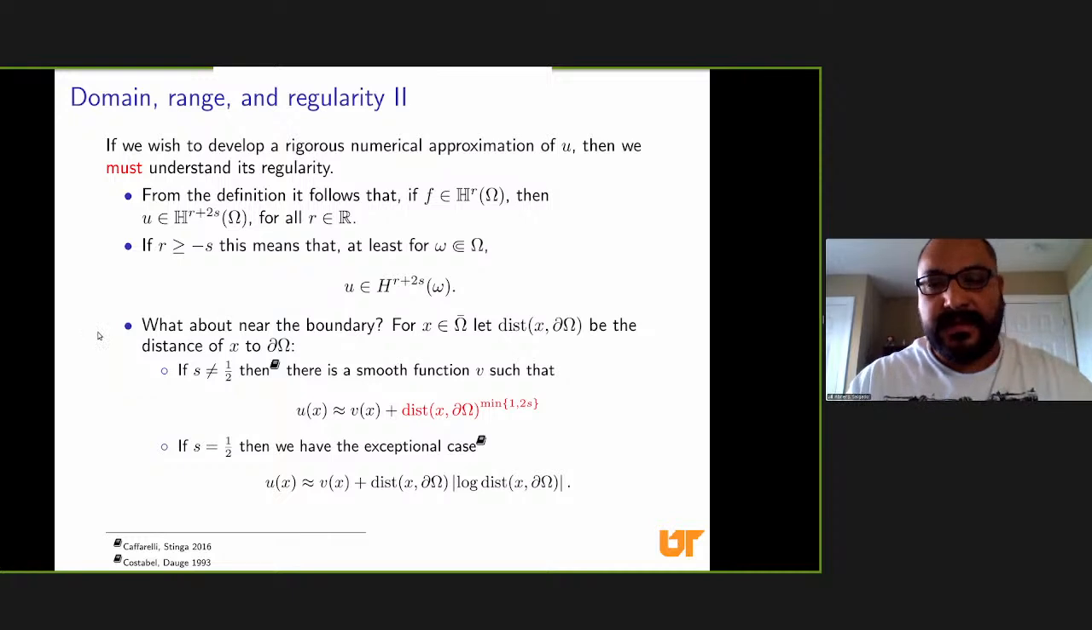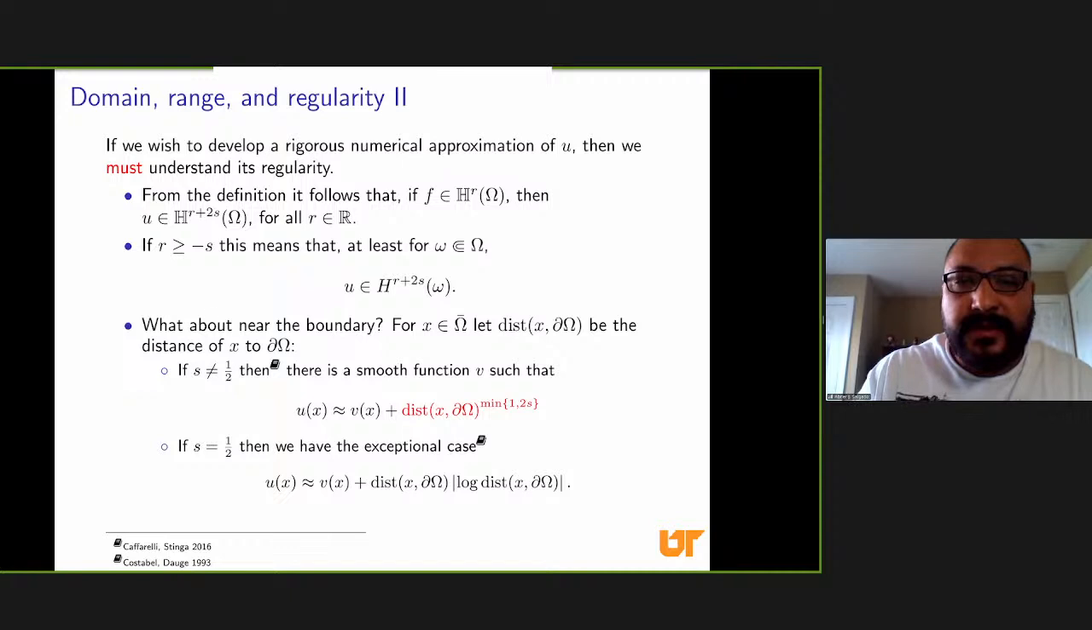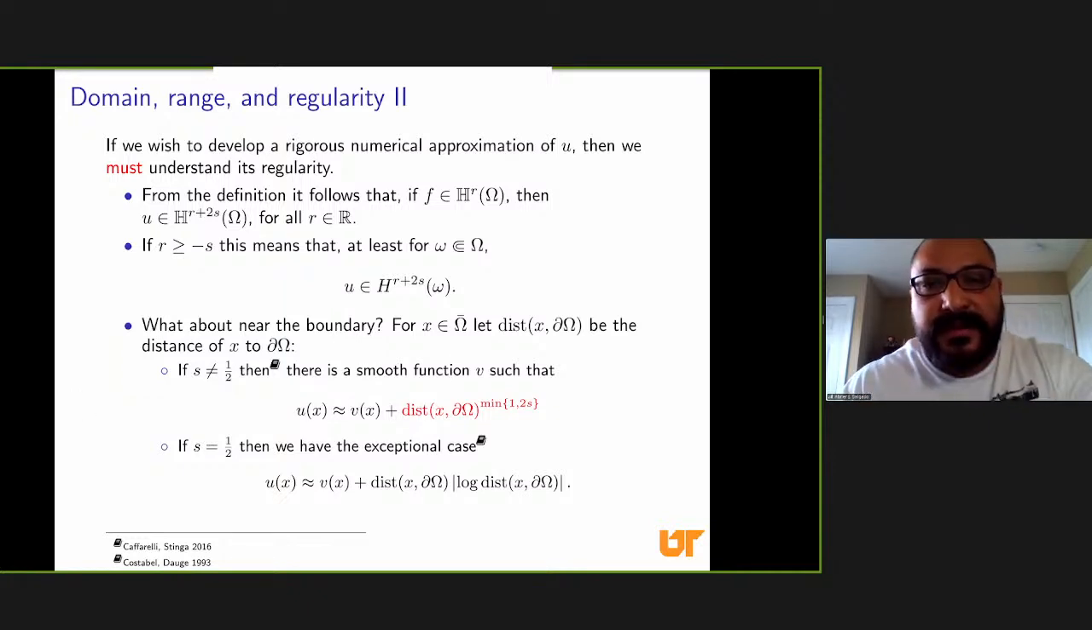However, and this is a series of results by, for instance, Caffarelli and Stinga, they show that close to the boundary, bad things are going to happen. And that has nothing to do with the domain, that has nothing to do with the regularity of the data, that has some intrinsic difficulty in the problem. Namely, they show that if s is different than 1/2, then the solution has this kind of asymptotic expansion as you approach the boundary. The solution is something smooth, call it B, times the distance to the boundary to this power.